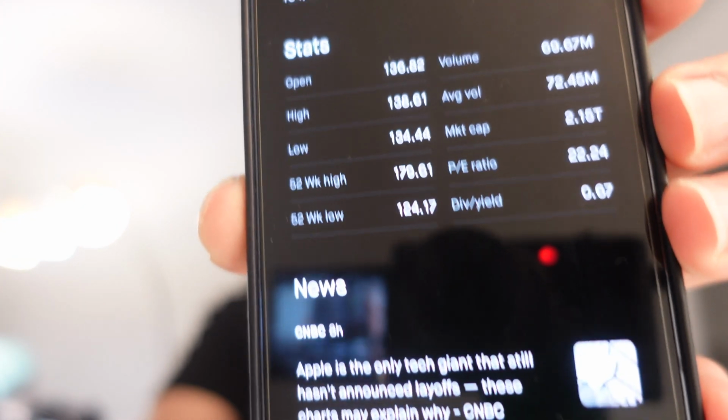And if you see the 52-week high and 52-week low, this is basically how high the Apple stock went in the past 52 weeks. It went as high as 179.61, which is very high. The 52-week low was 124.17. Again, this is all from the stats which I told you to take a picture of. And the volume, average volume and market cap usually will be very high because Apple is a trillion-dollar company.